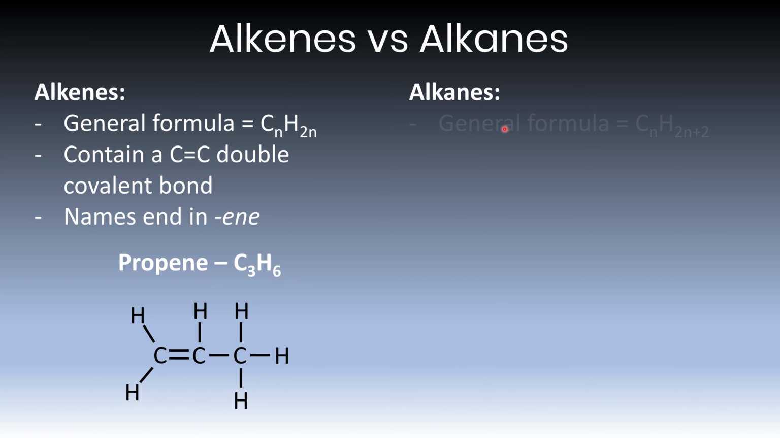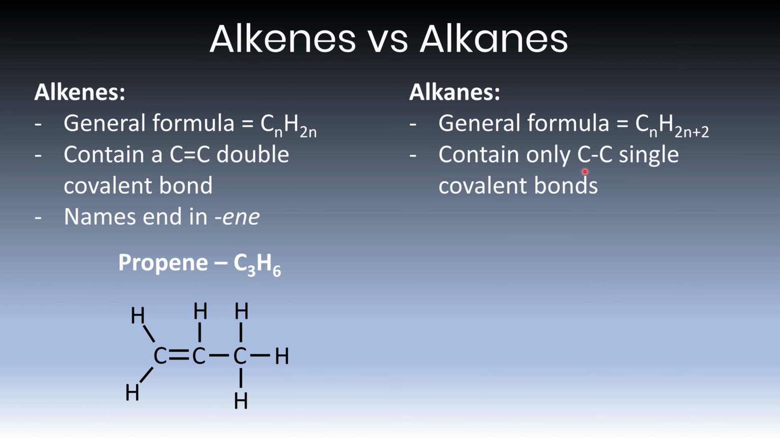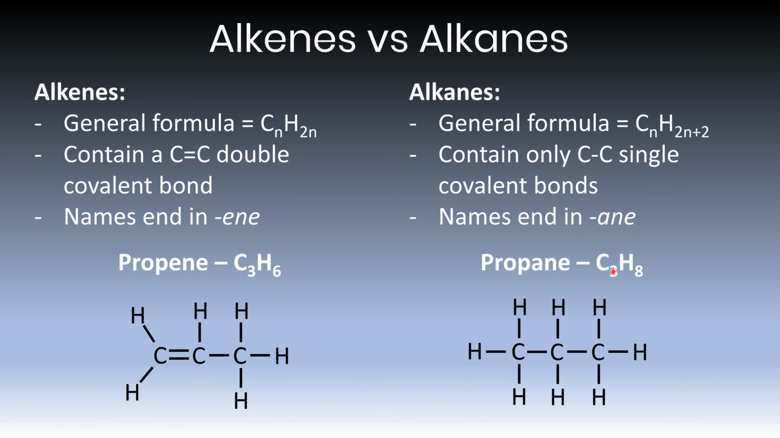An alkane, however, will follow the general formula of CnH2n plus 2. It will only contain carbon-to-carbon single covalent bonds, like a single line between the carbon atoms. And its name will end in ane, for example, propane. So you can see that we've got propene and propane. Propene being an alkene with its general formula of CnH2n, propane being an alkane with its general formula of CnH2n plus 2, CC double bond in our alkene, only CC single bonds in our alkane.